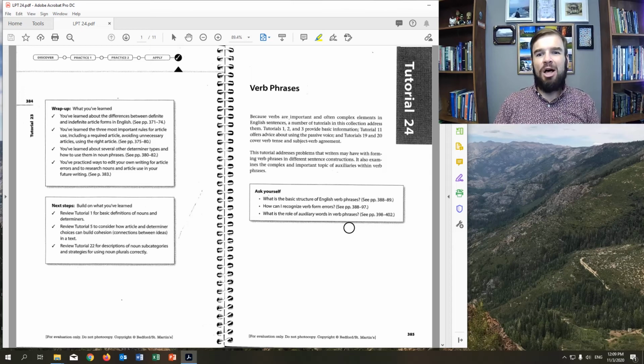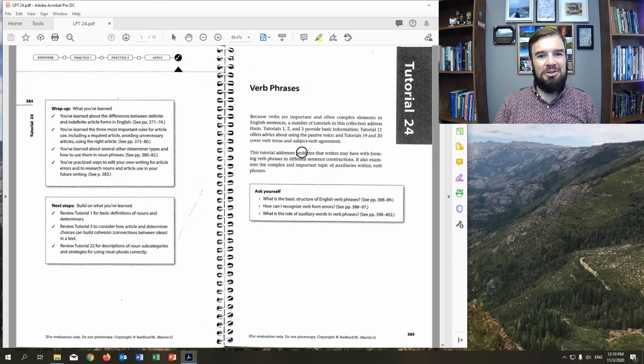So as always, follow along with me on the screen, follow along with me in your textbook, whatever is best for you. But our introduction begins here on page 385. So, verb phrases. Because verbs are important and often complex elements in English sentences, a number of tutorials in this collection address them. Tutorials 1, 2, and 3 give basic info. Tutorial 11 offers advice about the passive voice. Tutorials 19 and 20 cover verb tense and subject-verb agreement. Like I said, verbs are important.